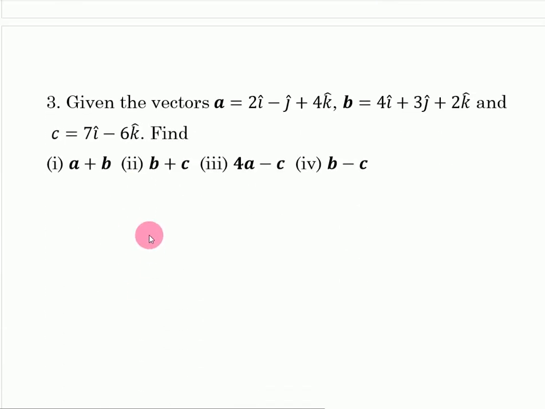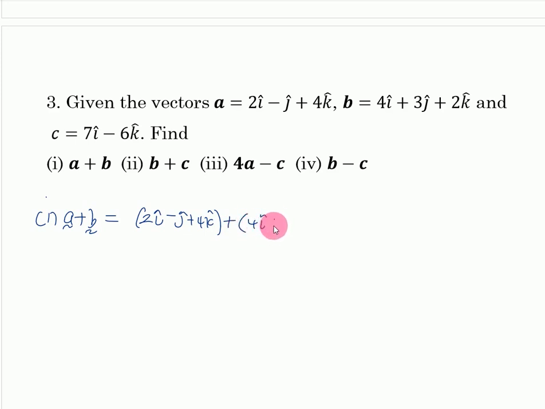Given the vectors a is 2i minus j plus 4k, b is 4i plus 3j plus 2k, and c is 7i minus 6k. Roman 1 is saying find a plus b. Here we shall have 2i minus j plus 4k, and we are adding it to b, which is 4i plus 3j plus 2k.